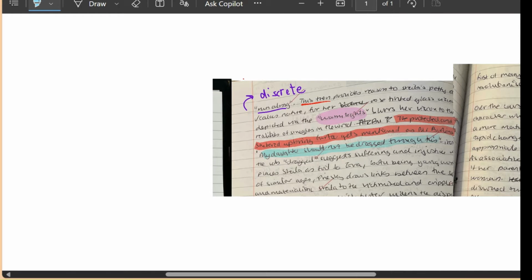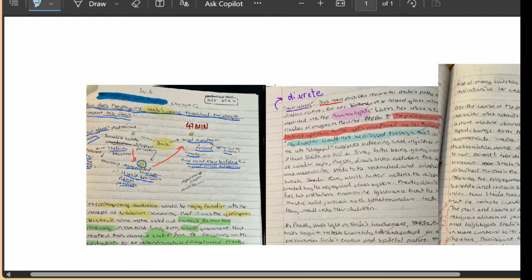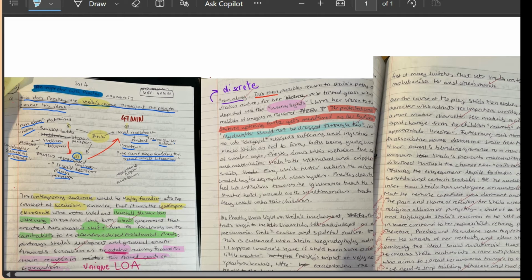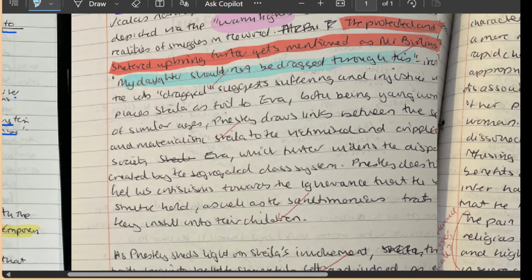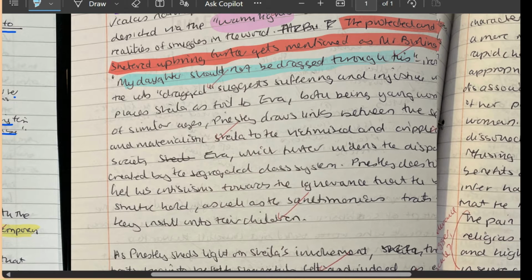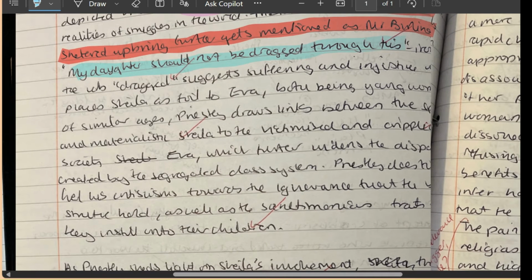So hopefully you can see that there's a culmination of quotes. We're adding and adding and adding, showing how she's portrayed as very, very childish. And with each quote, we're saying a different idea that can be represented. Okay? My daughter should not be dragged through this. Ironically, the verb dragged, so we've got a bit of zoom going on here. The verb dragged suggests suffering and injustice and places Sheila as foil to Eva.